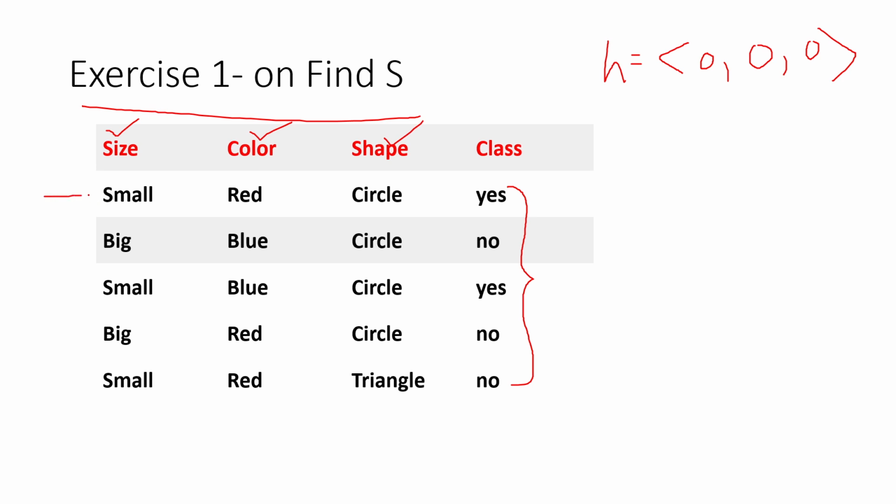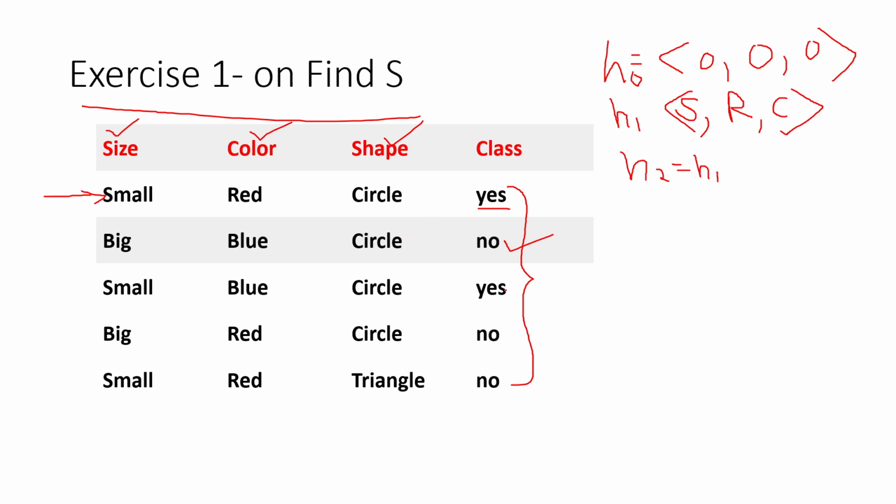Observe the example. The first example is a positive example. So changing from most specific to general case. First parameter size is small, color is red, and shape is circle. This is after seeing the first positive example. In the second case, it is a negative example. H remains the same. H2 equal to H1.